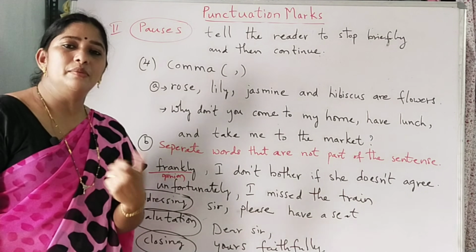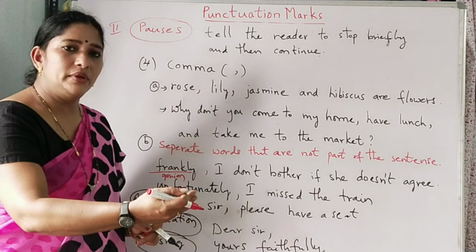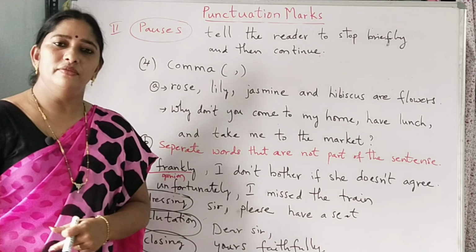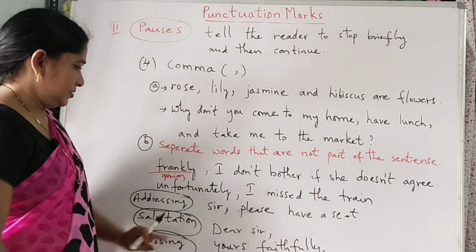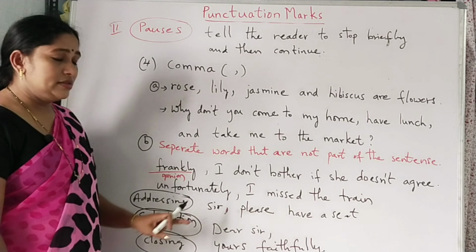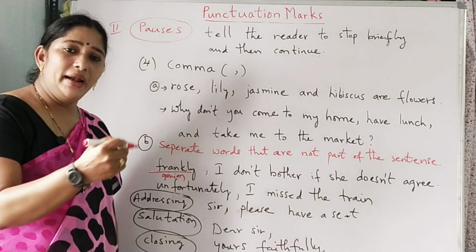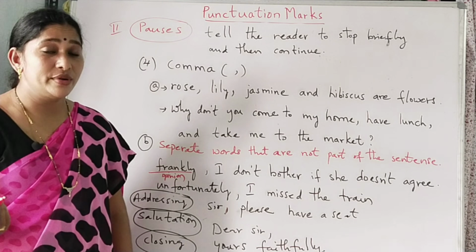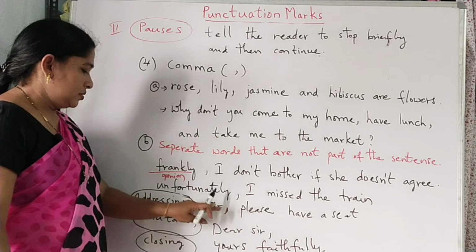Now when addressing the people, sir, and after addressing the people we give a comma, then we give the sentence, please have a seat. And salutation. And here also, another sentence I will give you. Madam, can I ask you a question? After madam, we have to give a comma. Can I ask you a question? When addressing the people, we give a comma there.